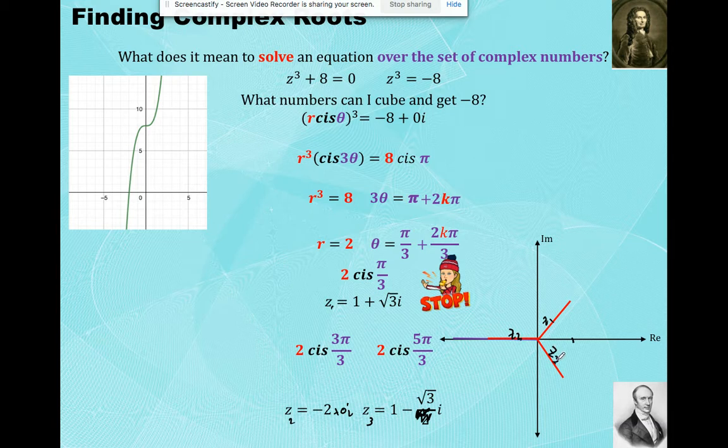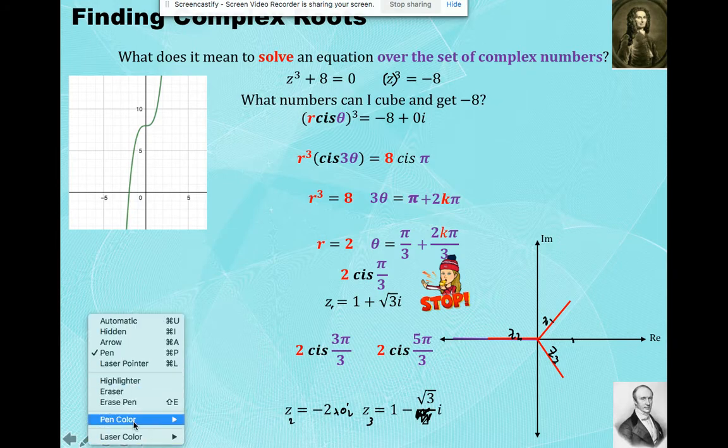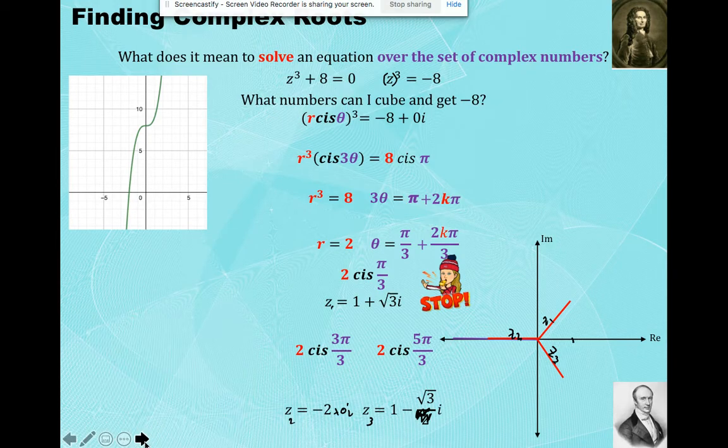If you cube any one of those, guess what you're going to get? If you plug in -2 plus 0i, you're going to get -8. If you plug in 1 plus or minus √3i and cube it, you will get -8. That's freaking nuts. Math is pretty cool, I have to tell you. Also, check this out. Right? Does that make sense?